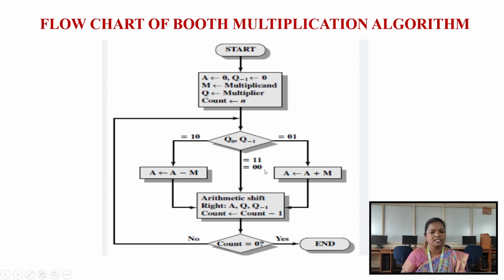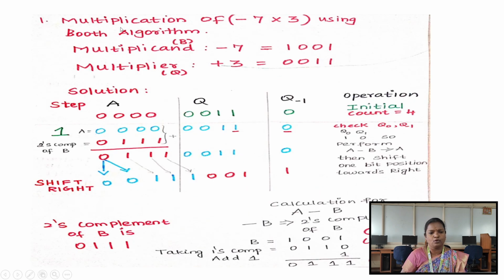Now we will implement this algorithm with an example. So I took an example, the multiplication of minus 7 into 3 using Booth algorithm. The first input I am taking as multiplicand, which is going to be stored in the B register, which is minus 7. Negative numbers are always represented in 2's complement form, so the 2's complement of minus 7 is 1 0 0 1. The multiplier is stored in Q register. The input given in the question is 3, and the binary equivalent of 3 is 0 0 1 1.